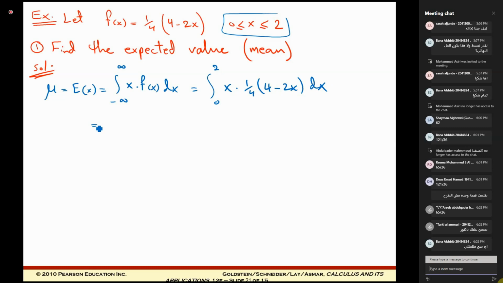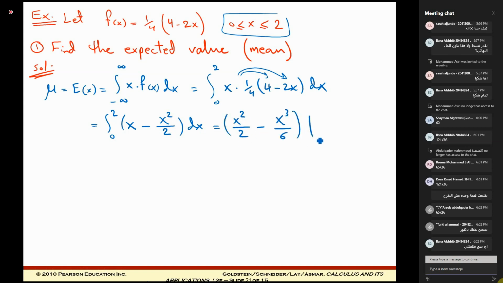So this is equal integral from 0 to 2 x multiply 1 over 4 multiply 4. So we have x minus x multiply 2x, we have x square over 2, dx. Now find the integration. We have x square over 2 minus x to the power 3 over 6. Now substitute 2 and 0.